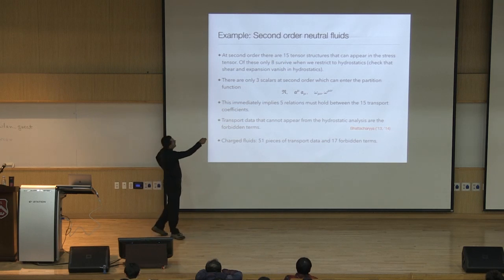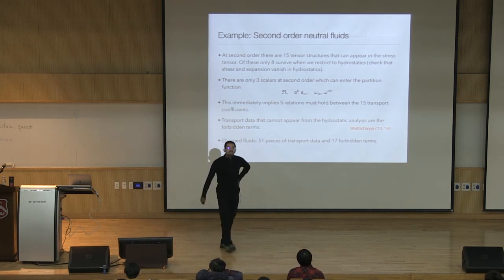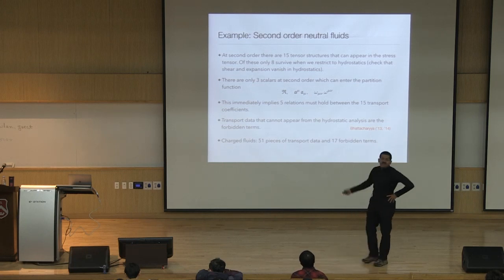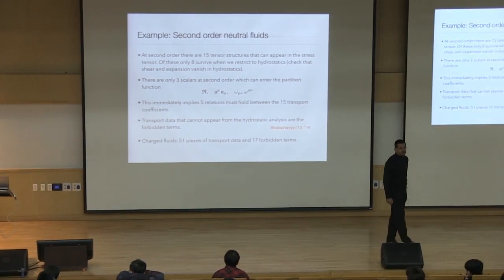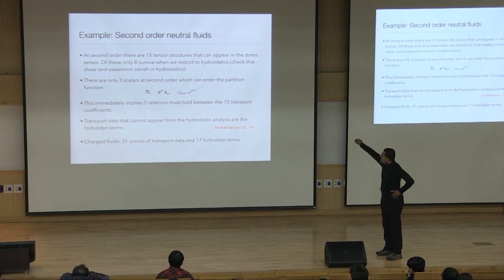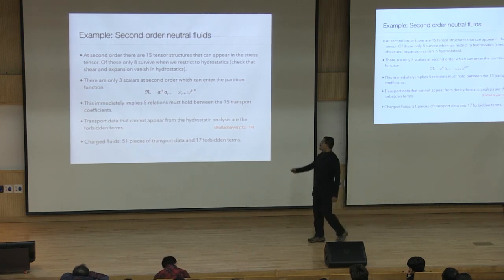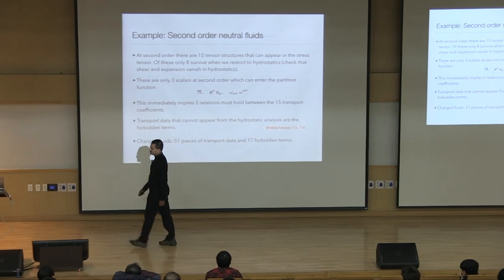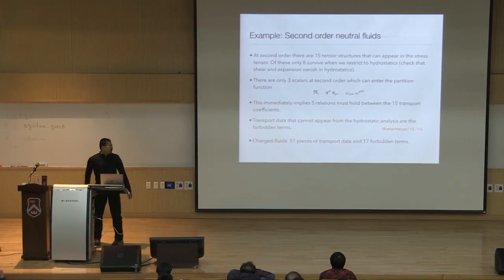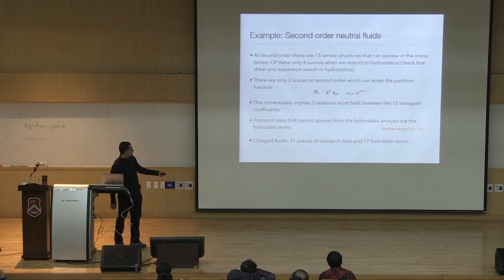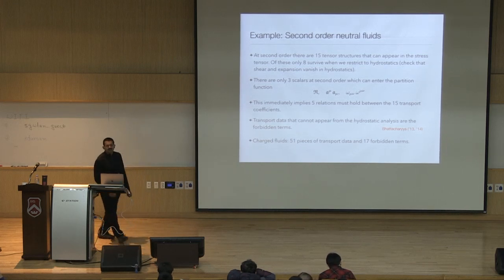What this means is that these 8 tensor structures are determined by 3 pieces of data, which means that there must be 5 non-trivial relations between these 8 possible objects that you might have a priori written down. So that's the first indication that something non-trivial is happening, that a neutral fluid is not parameterized by 15 independent transport data, but only 10, because there are 5 relations of some kind. That was worked out by Shantanu Bhattacharya very explicitly. And if I go to charged fluids, life gets more complicated. Now you see why I don't want to write equations, because she worked this out and you find that there are 51 pieces of transport data and 17 constraints.